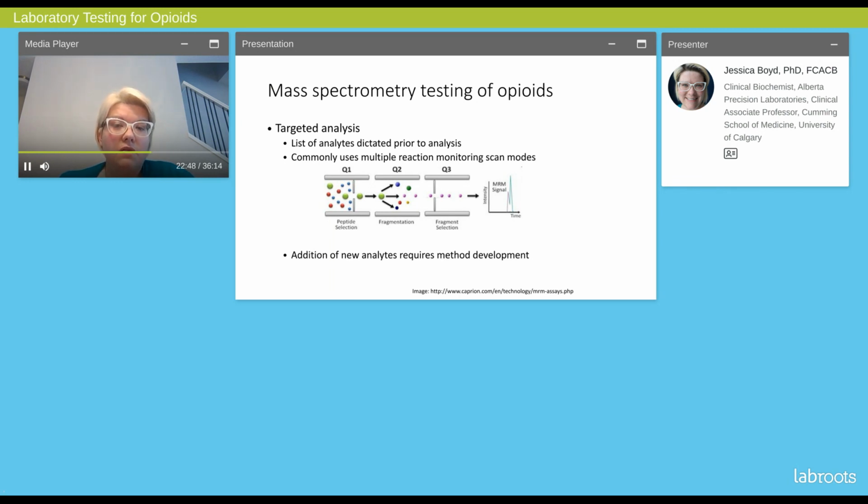The other advantage of mass spectrometry, particularly if you're doing it as a lab developed test or an LDT, is that you can add new analytes yourself. It does require method development, and you may need to go muck around with your method to get it to work. But typically you can add those new analytes, if you can find a standard, a lot sooner than it would take for a new immunoassay test to be developed.